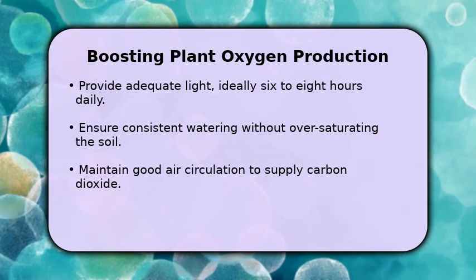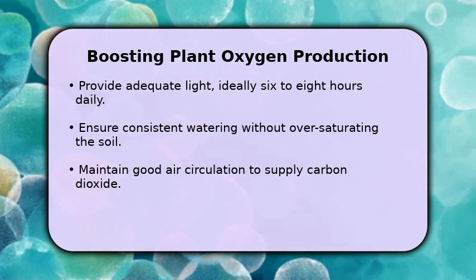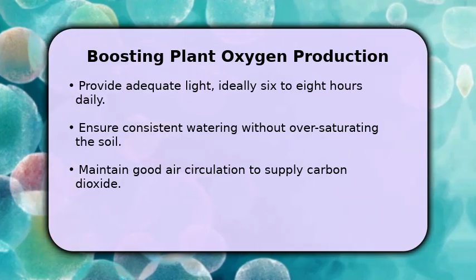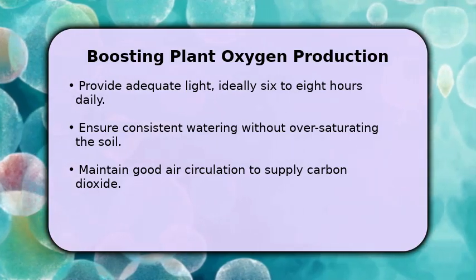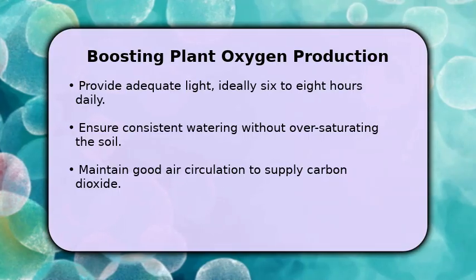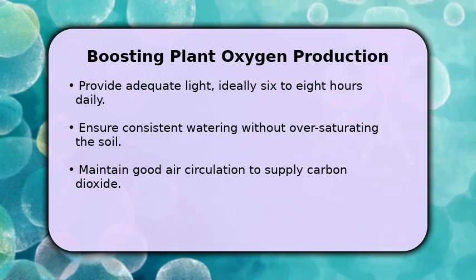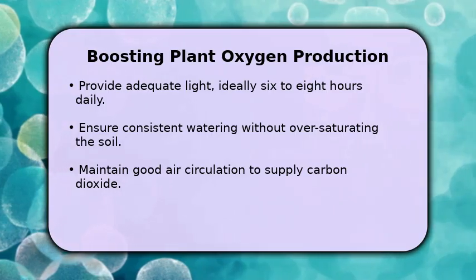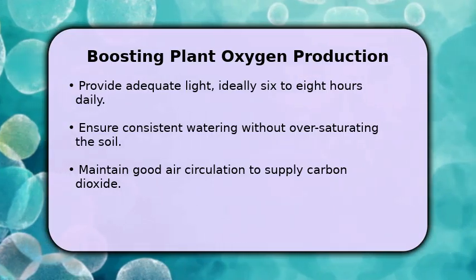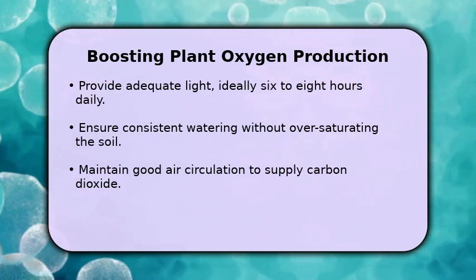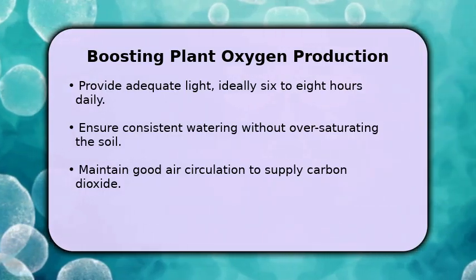To maximize the amount of oxygen your plants produce, focus on providing optimal conditions. Ensure they receive ample light, ideally 6 to 8 hours of bright, indirect sunlight each day. Consistent watering is also crucial. Keep the soil moist but never waterlogged. Good air circulation helps supply fresh carbon dioxide, which is a primary ingredient for photosynthesis.